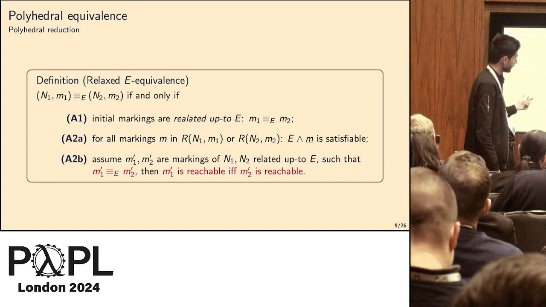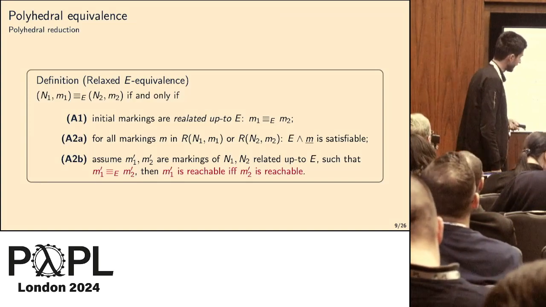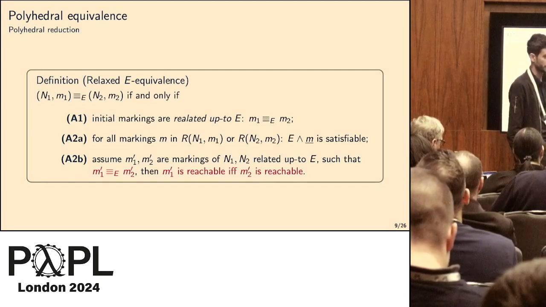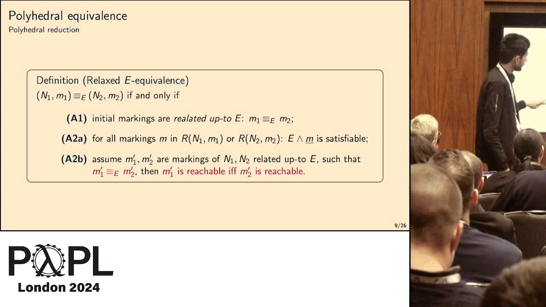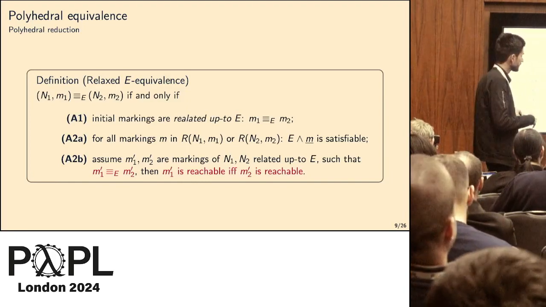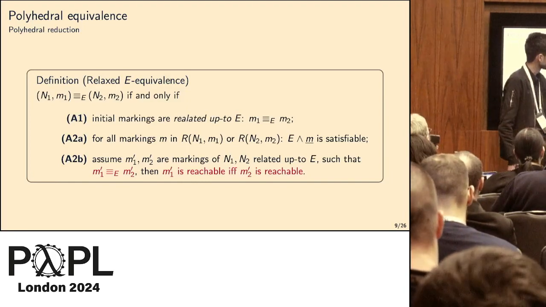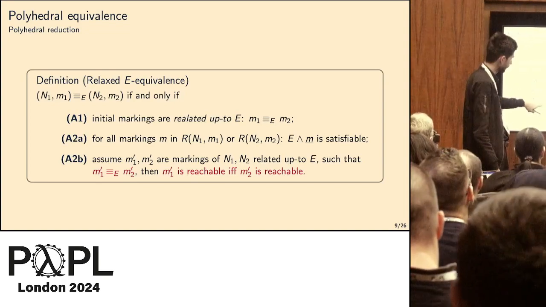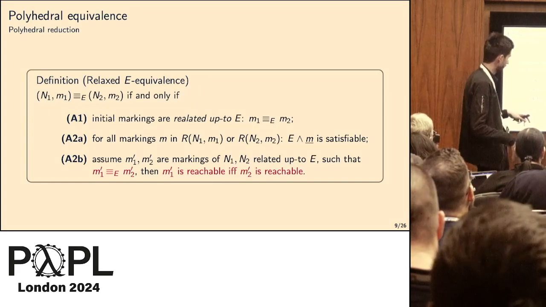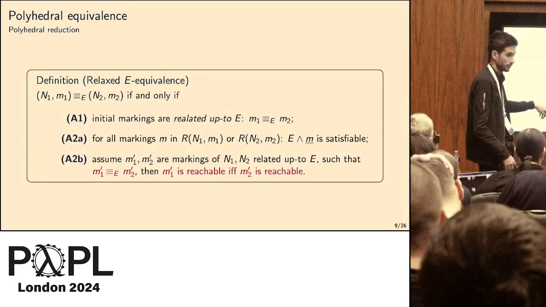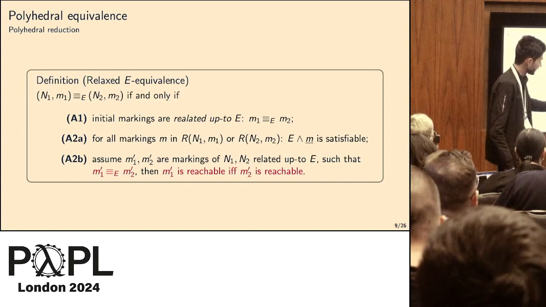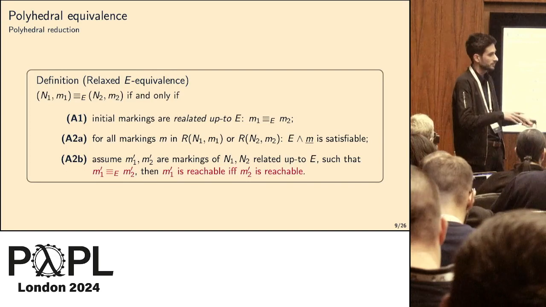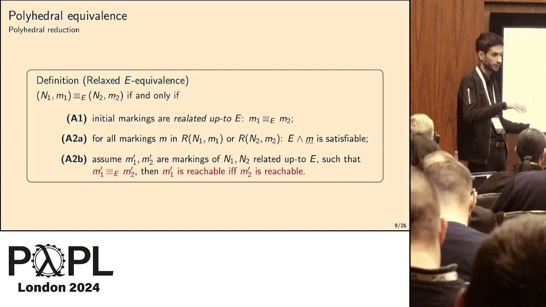So here you have the definition of our equivalence between nets. The first condition is that the initial marking must be a solution of E and compatible. If we take any reachable marking either in the initial net or in the reduced net, there must be a solution of E. But the most important condition is this one. If we take any pair of markings M1' and M2' that are solutions of E, M1' is reachable if and only if M2' is reachable. So we have the equivalence between the reachability set of the initial net and the reduced net.